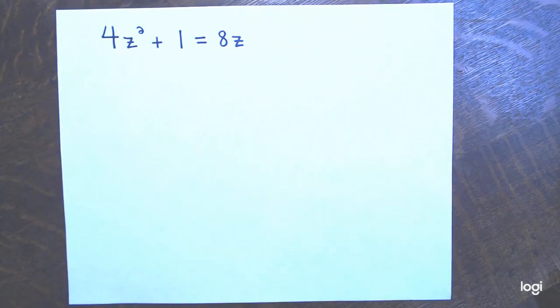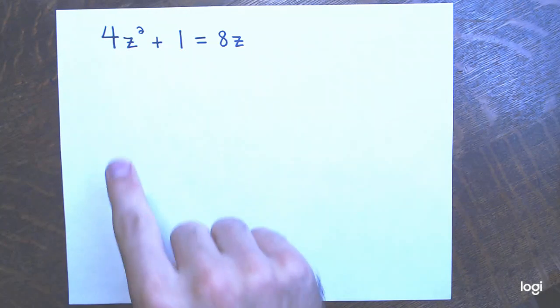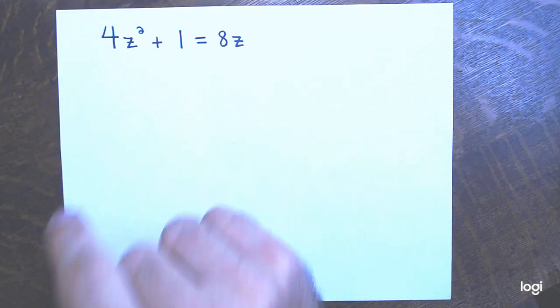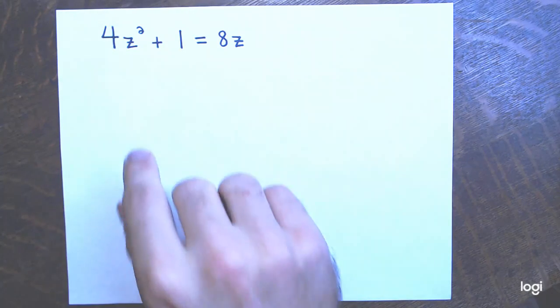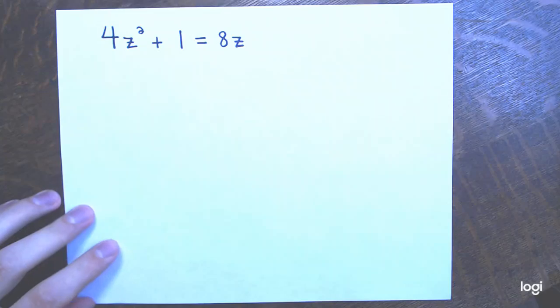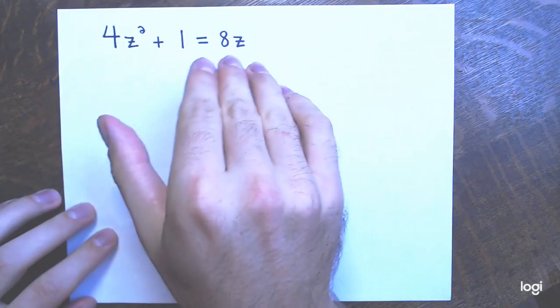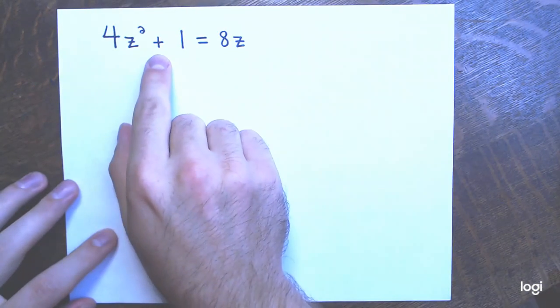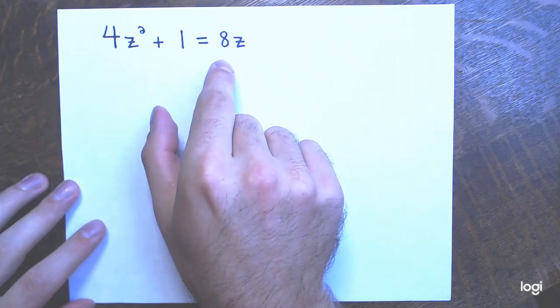Here's another one. All right. And it'll get a little more complicated in the next couple of examples, you'll see. So this one, I've got 4z squared. Now the variable's z instead of x, but it's no different, right? If you want to change the z's into x's, be my guest, but I'm going to keep it as z. 4z squared plus 1 equals 8z.